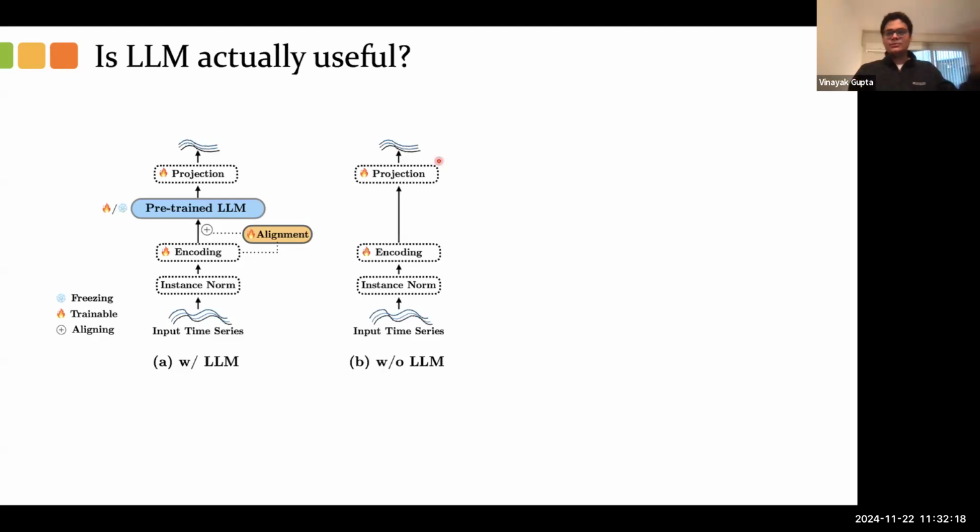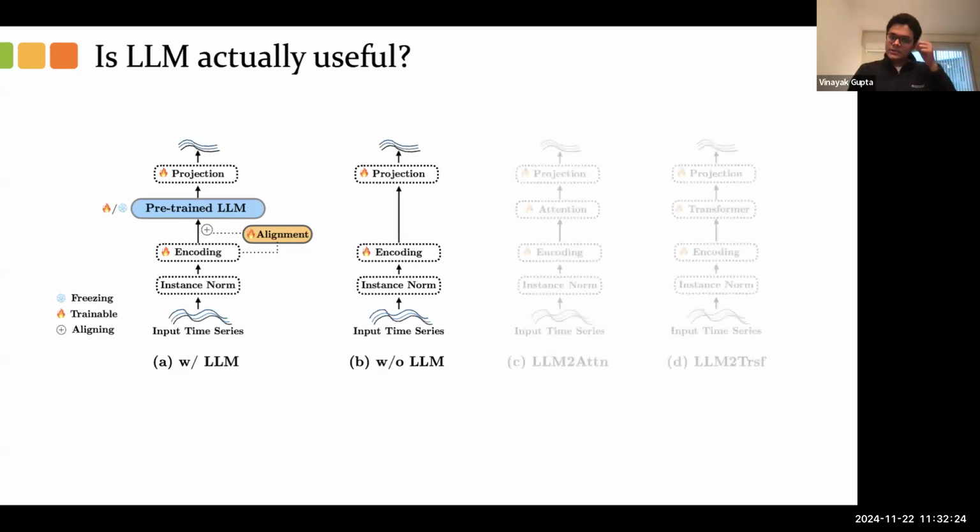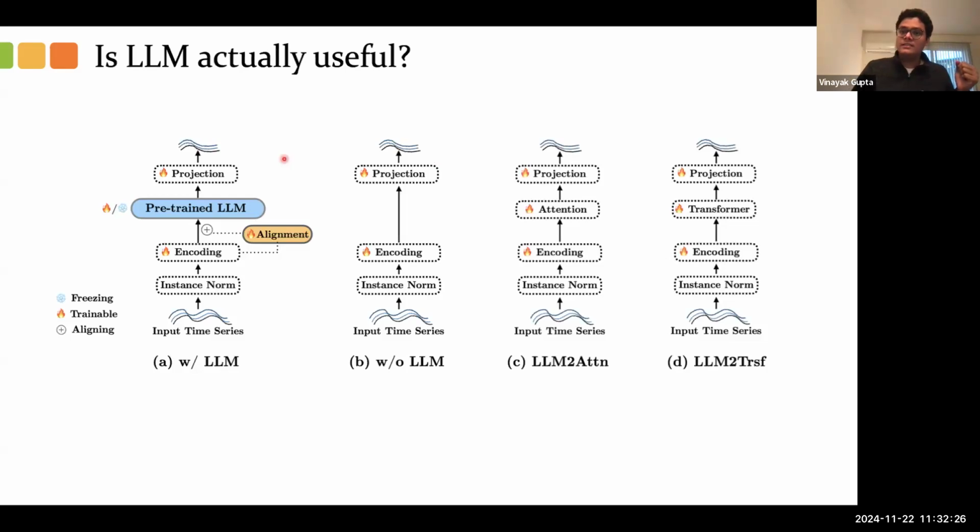In addition, this is what the normal architecture for LLM for time series looks like. You have some sort of input and some output. We tried two additional architectures where you have the same things, then you have the standard attention, or then you have a transformer. These are separate architectures because we wanted to experiment whether we actually need a large language model or a simple transformer would do. So to answer this question, is the LLM actually useful?